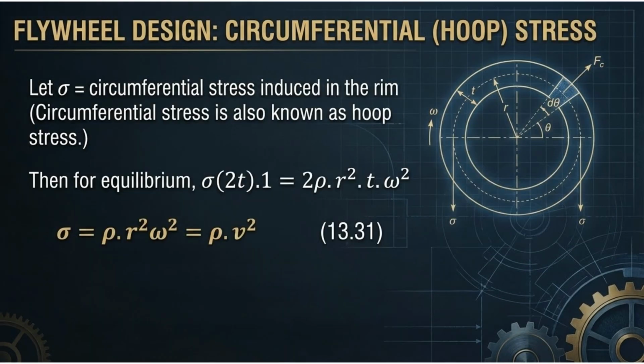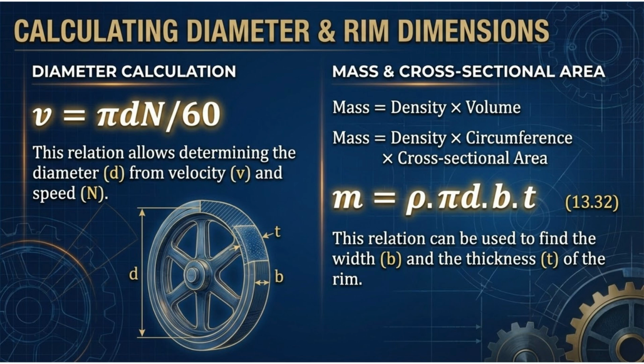Next, we examine the circumferential or hoop stress, denoted by sigma. For equilibrium, the stress is found to be equal to rho times r squared times omega squared, or rho times v squared. To calculate the diameter d, we use the relation between velocity, speed, and diameter. The mass and cross-sectional area relation helps determine the width b and the thickness t of the rim.